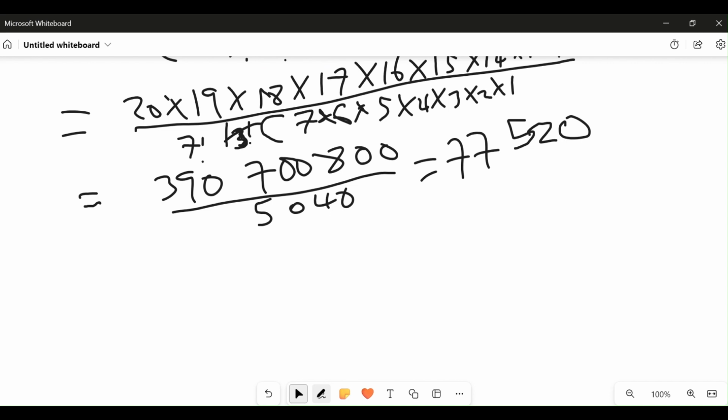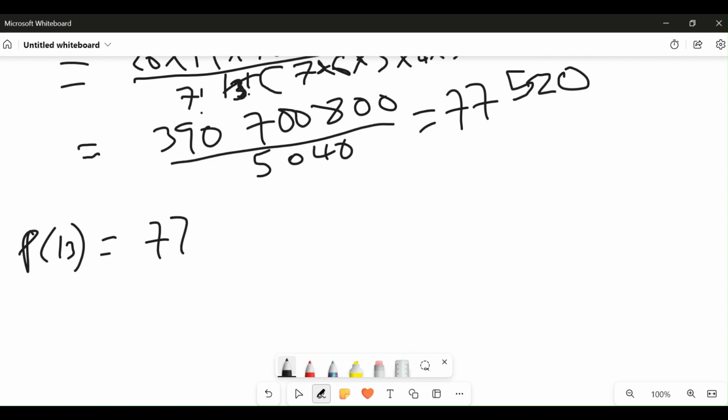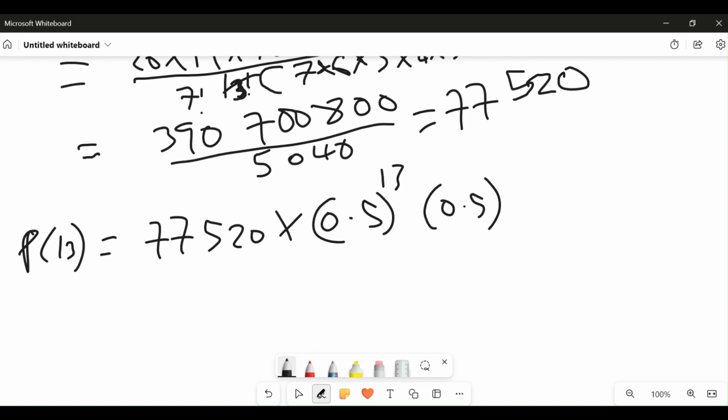Don't forget what we are really looking for. What we are really looking for is P of 13. That's 77520 times 0.5 raised to power 13 times 0.5 raised to power 7. Our calculator can help us with it. What is 0.5 raised to power 13?